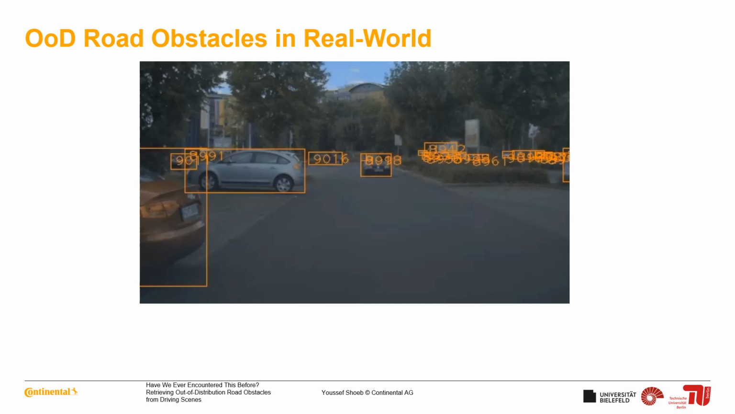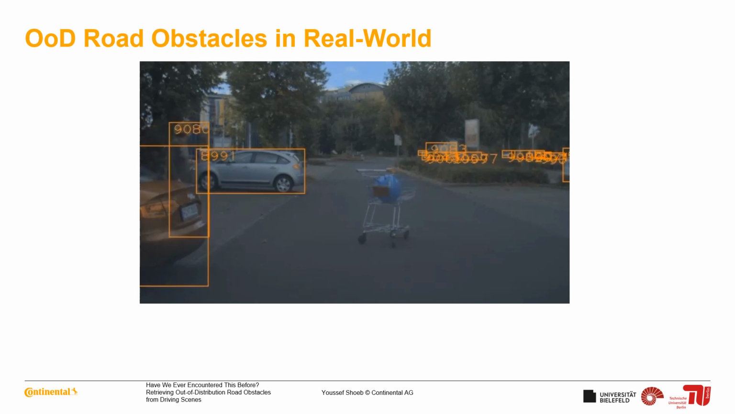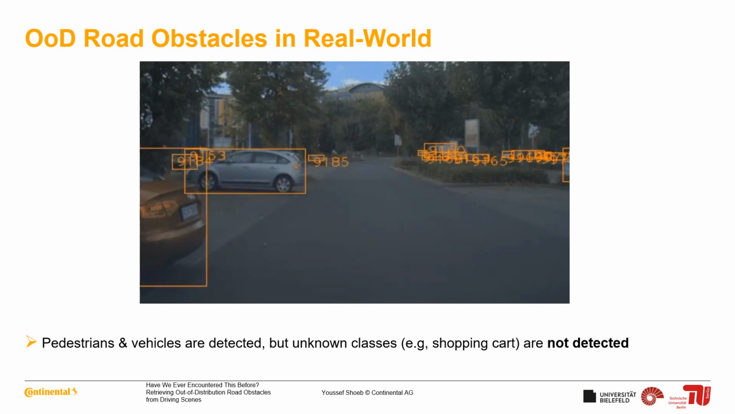What I'll show you here is an example of a state-of-the-art object detector mounted on a vehicle in a parking lot. As you can see, cars are detected pretty well, but once a shopping cart appears, this is actually just missed by our detector because the model was never trained to detect shopping carts. So you see here that pedestrians and vehicles are detected well because this is what we trained the model on. But for unknown classes, such as the shopping cart, these are just missed by the network.